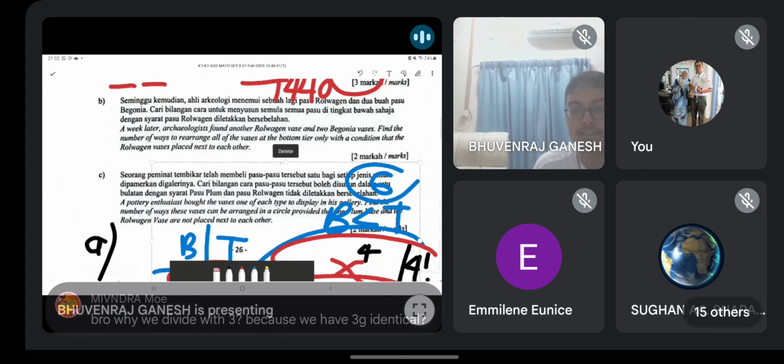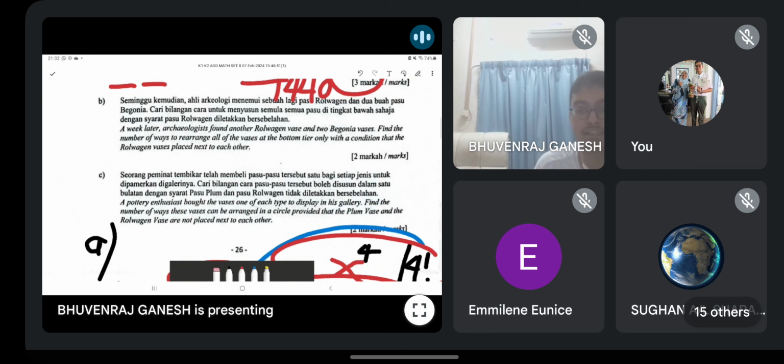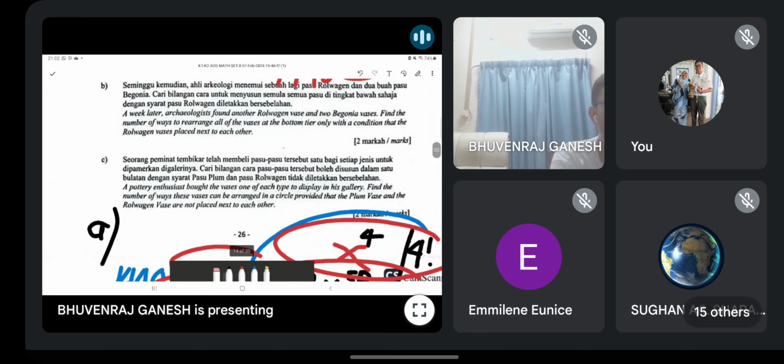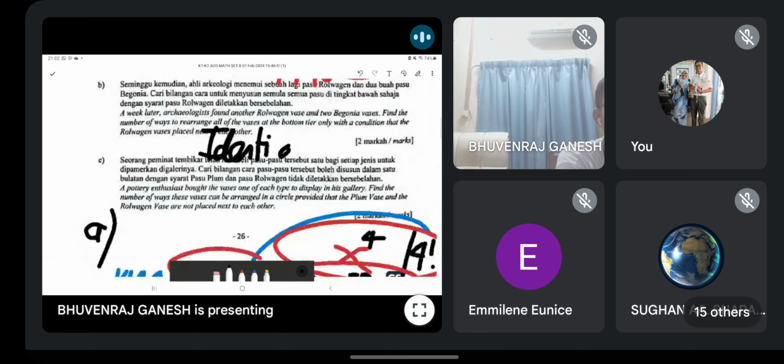Okay. Why we divide 3? Yes, because 3G identical, we divide 3. Remember guys, for identical, right, you must always divide n factorial. Okay, the number of identical object. You must divide with n factorial. Okay, this one is what you learn in chapter 4. Okay, don't forget this identical one. Okay, because you got a lot to consider, so sometimes you might forget bahagian ni.